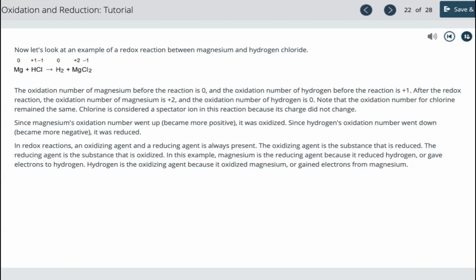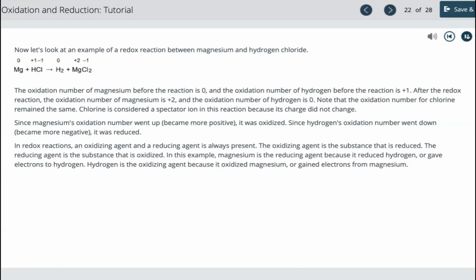Note that the oxidation number for chlorine remained the same. Chlorine is considered a spectator ion in this reaction because its charge did not change. Since magnesium's oxidation number went up, became more positive, it was oxidized. Since hydrogen's oxidation number went down, became more negative, it was reduced.